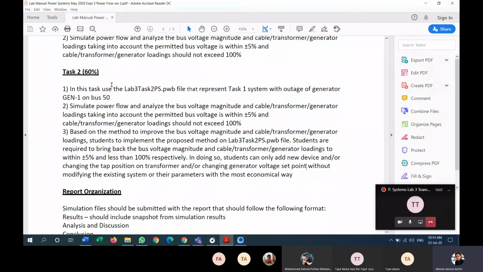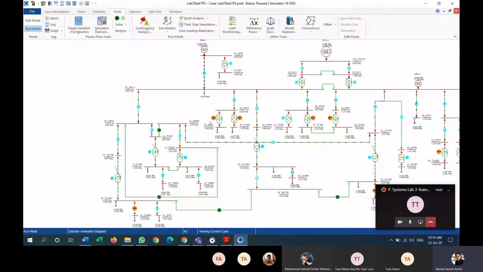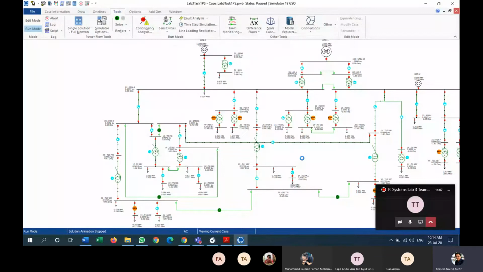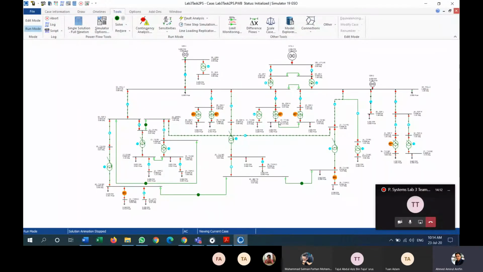Now I am opening this particular file, lab 3 task 2. This is the task 2 file. Can anyone tell me what the difference is between the task 1 file and the task 2 file? Anyone? Any difference? Have you found any?